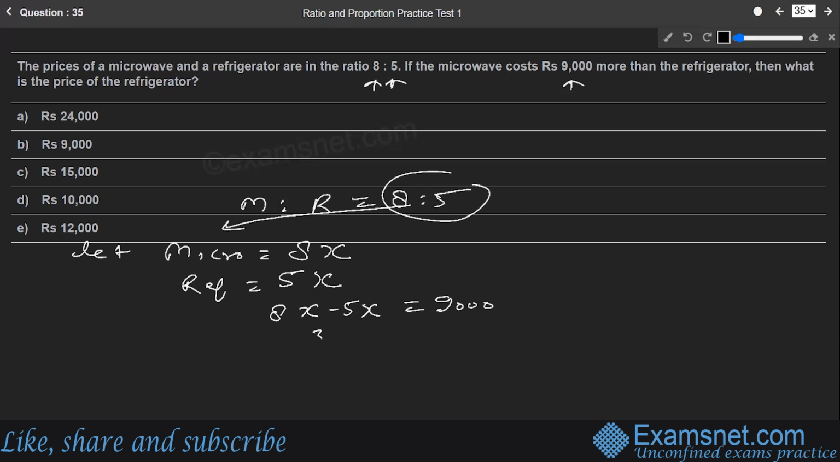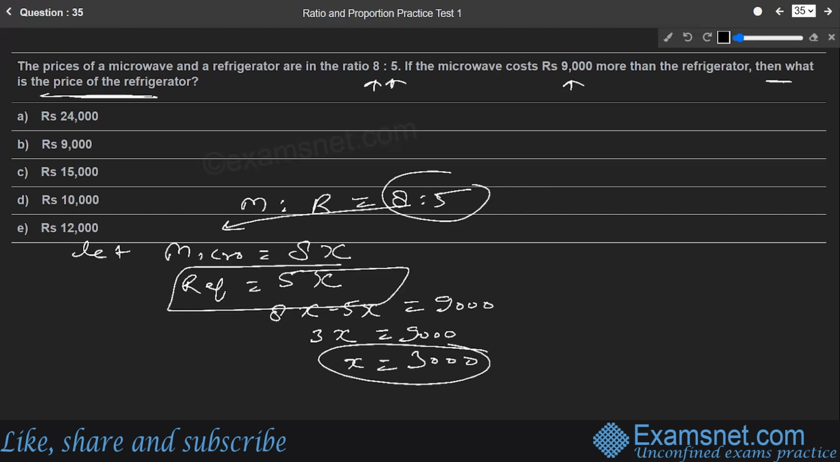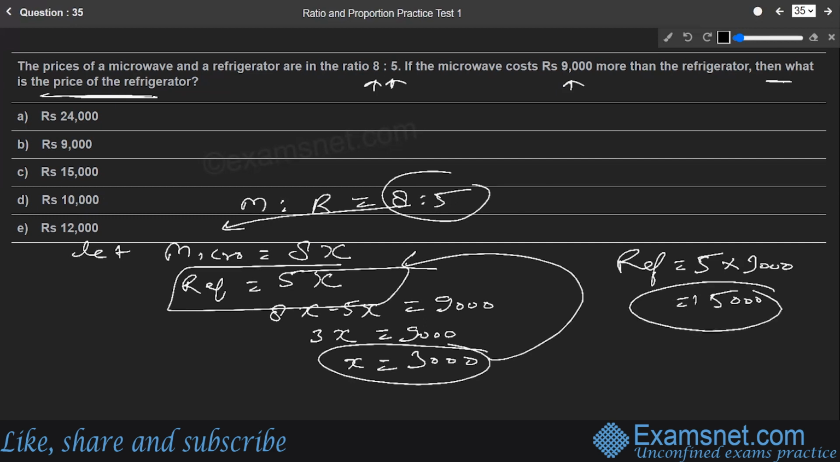Okay, so we can solve for this. This comes out to be 3x is equal to 9000, which gives us x value as 3000. What are we supposed to do with this x value of 3000? They are asking what is the price for the refrigerator. So refrigerator's price we had assumed to be 5x. So we can multiply 5 and 3000 together to give the refrigerator price. That is nothing but 5 into 3000, which is 15,000. So that is the price of the refrigerator, which is available in option number C, the right answer.